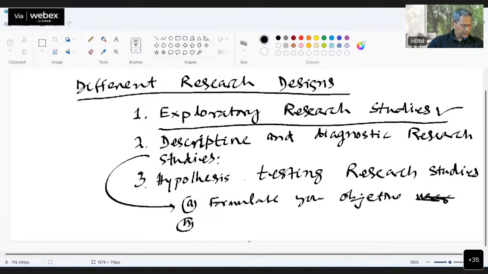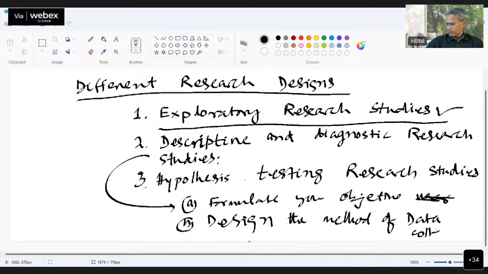Then, you must design the method of your data collection. What technique of gathering data will be adopted, whether it is observation, questionnaire, interviewing, or examination of records. So, design the method of data collection. So, okay, let me erase this.